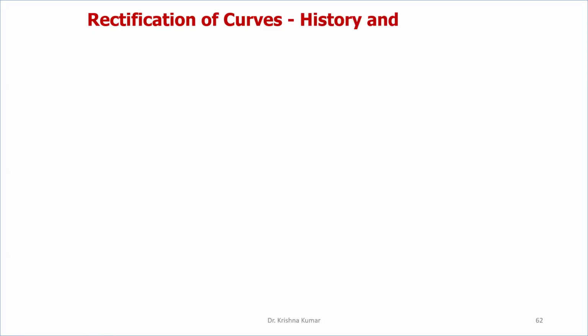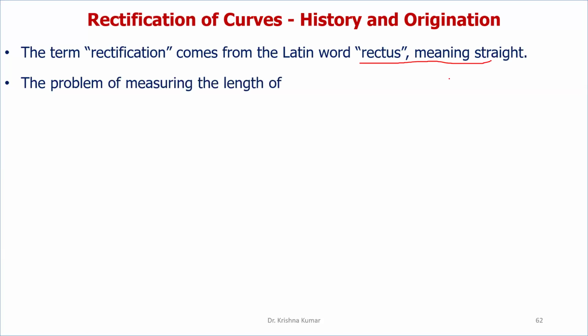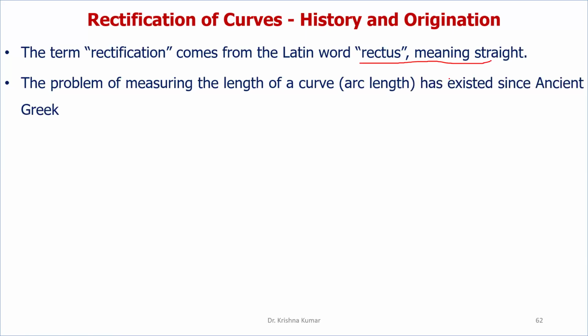In this lecture, we discuss rectification of curves. So let us first take the history and origination of rectification of curves. The term rectification comes from the Latin word rectus, meaning straight. The problem of measuring the length of a curve, arc length, has existed since ancient Greek mathematics.